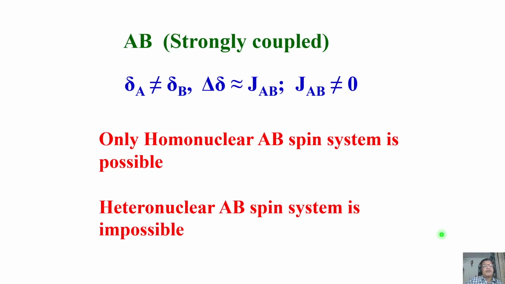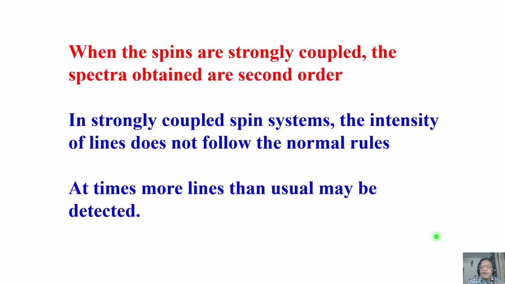And heteronuclear AB, what happens? It is impossible. Heteronuclear coupled spins are always weakly coupled, because the chemical shifts are megahertz away compared to couplings of a few hertz. So in the heteronuclear case, strong coupling is impossible; they are always weakly coupled. When the spins are strongly coupled, we say the spectra are second order. When the spins are weakly coupled, the spectra are first order.